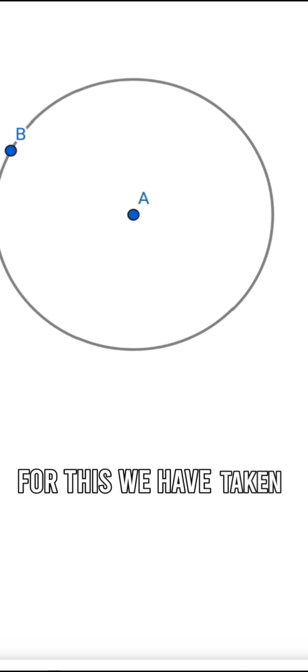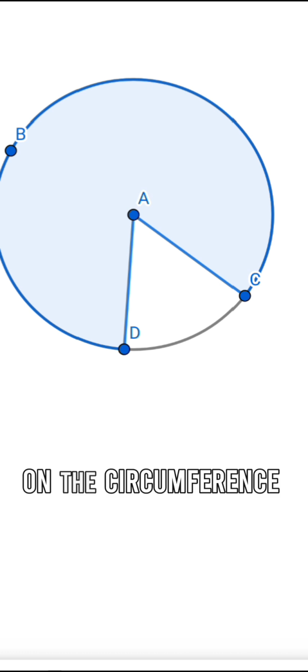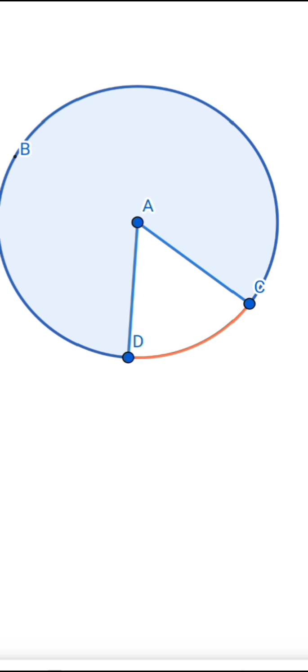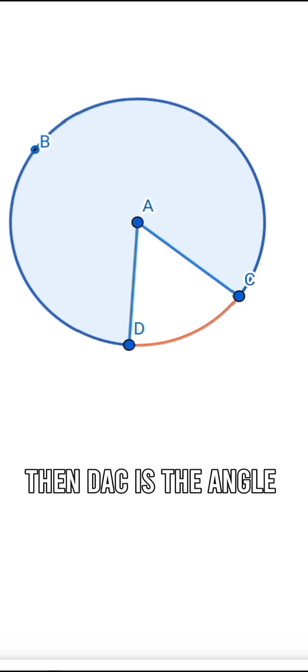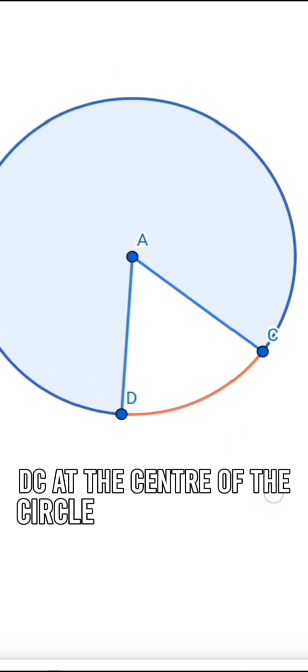For this we have taken a circle, the center of which is A. On the circumference we have taken an arc DC. We join the points D and C with the center A. Then DAC is the angle subtended by the arc DC at the center of the circle.